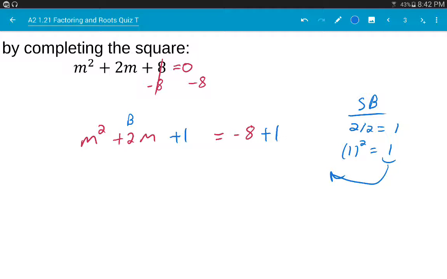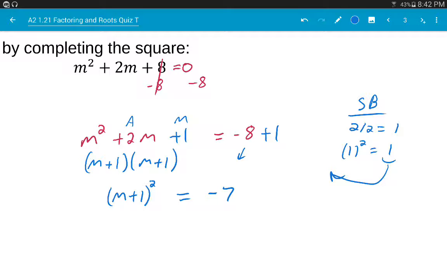Plus 1, plus 1. Now the left-hand side can be changed into a perfect square binomial. 2 things that add to 2 and multiply to 1. It's going to be m plus 1, which is m plus 1 squared. The right-hand side, let's bring all that down, is equal to negative 7.